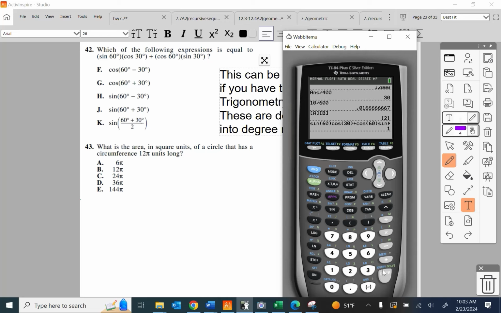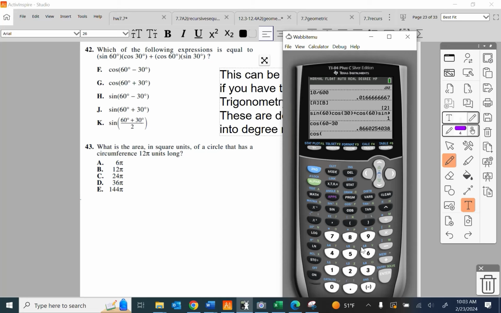Oh, I'm a little tired today. I think that's the sine of A minus B, but I might be wrong. Probably am. Let's see what the cosine of 60 minus 30 is. Nope. Let's see what the sine of 60 plus 30 is. Sorry, this next one's cosine. It's that one right there.